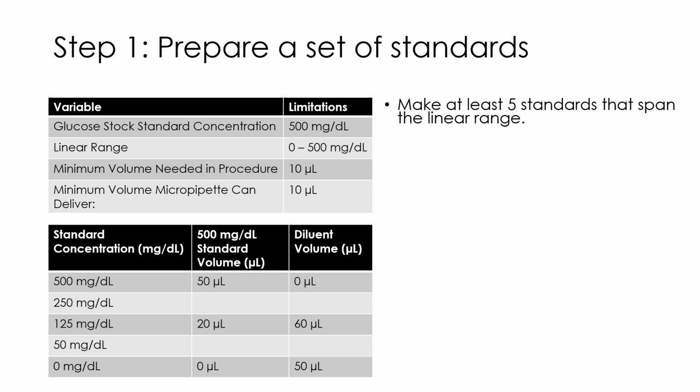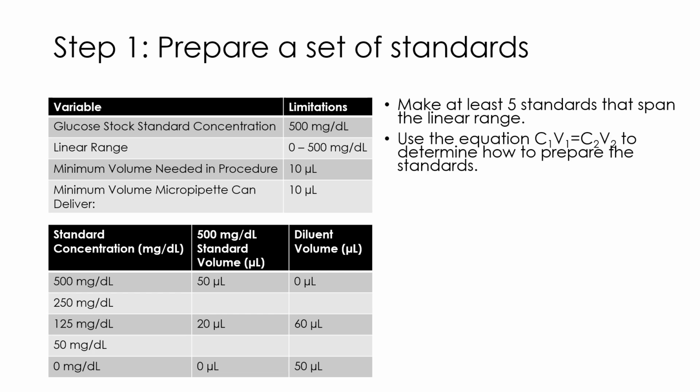When we make a set of standards, we want to prepare at least 5 standards that span the linear range of the assay. In the table on the bottom left, I have selected a range of concentrations that span the assay's linear range. We can use the equation C1 times V1 equals C2 times V2 to determine how to prepare this set of standards. When we use this equation, we need to factor in the final volume of standard we need, as well as the minimum volume our micropipette can deliver.